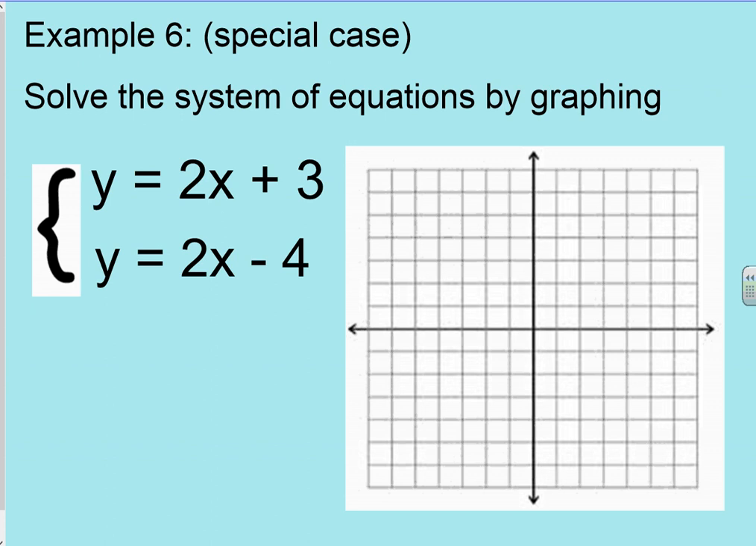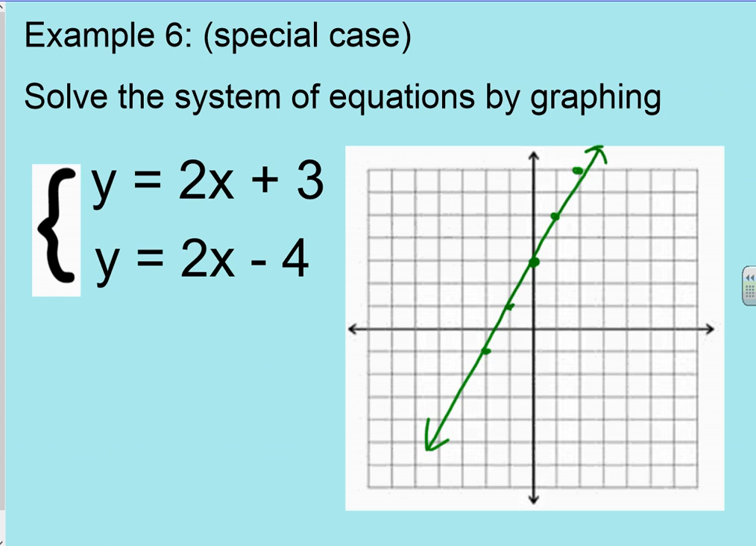Pause the video now as you try example 6. Press play to go over your answer. We're plotting it at 3. I go up to right 1, up to right 1, down to left 1, down to left 1. That's our first equation.